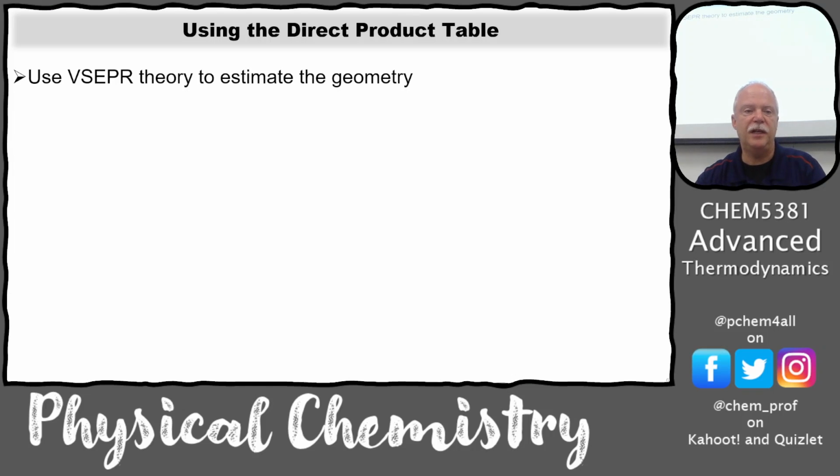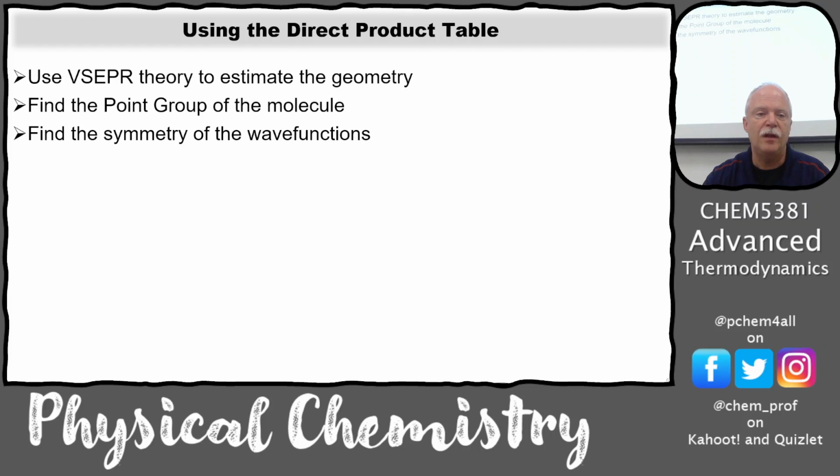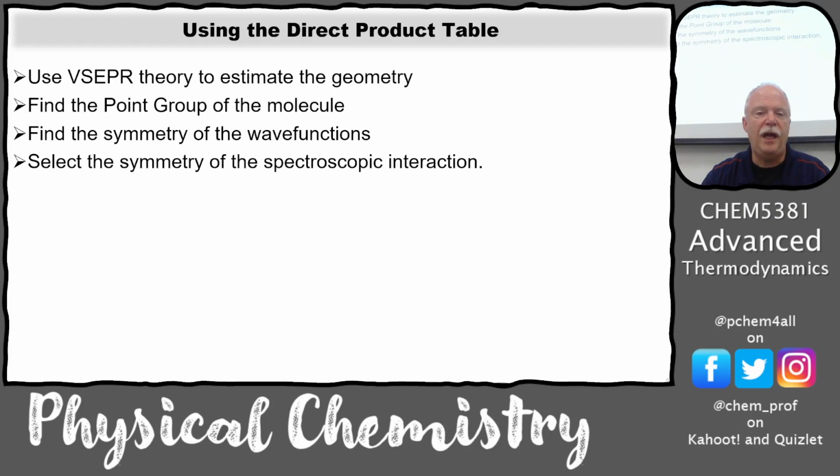So let's get into using it. We use VSEPR theory to estimate the geometry. We find the point group of the molecule using the flow chart, or by using example molecules. Like if we know the symmetry of water is C2V, and we can look at this molecule and say, well, that looks like water, then it's also C2V. We don't have to use the flow chart. We find the symmetry of the wave functions and select the symmetry of the spectroscopic interaction.